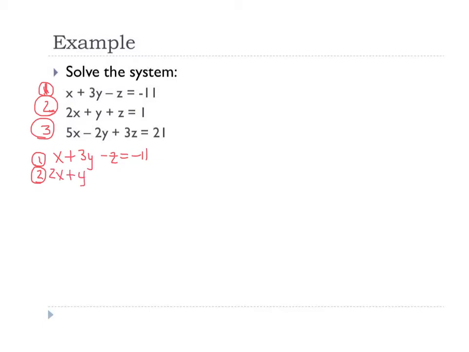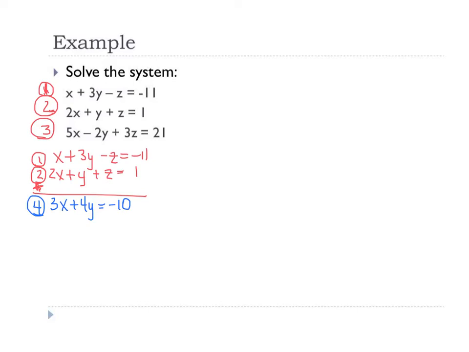So I'm just going to rewrite equations 1 and 2. By the way, I think your paper might have a typo. It is -11. We're going to add these together, and I'm going to call this equation 4. It is going to be 3x plus 4y equals -10. That's equation 4. Okay, so there's step 1.